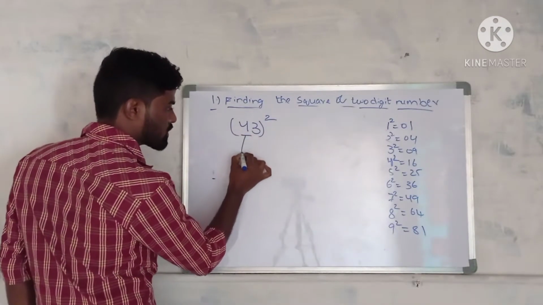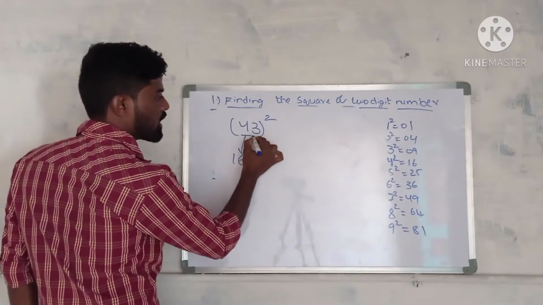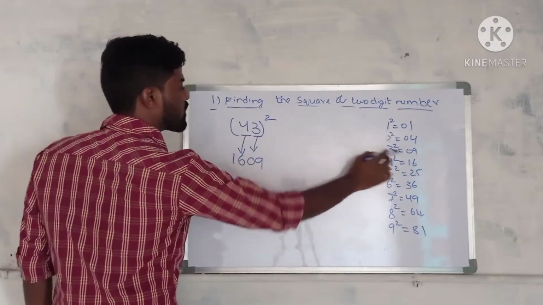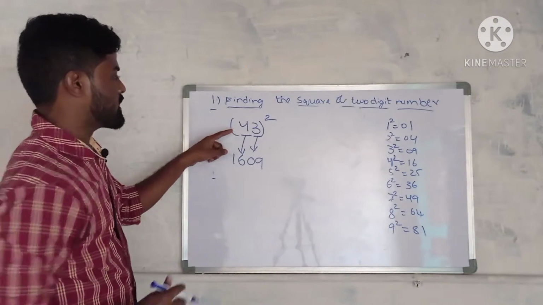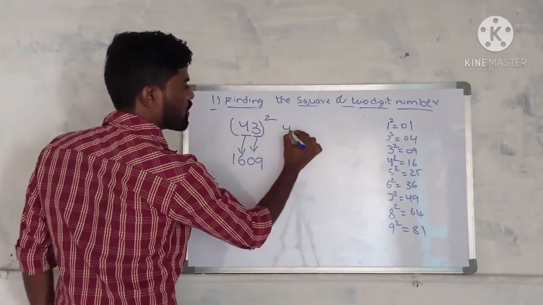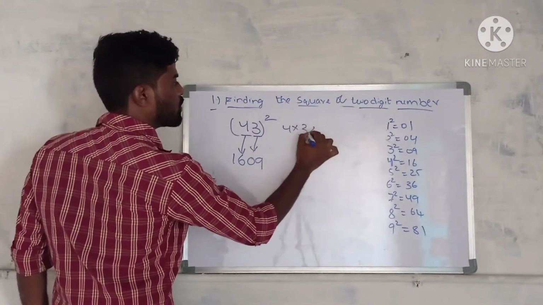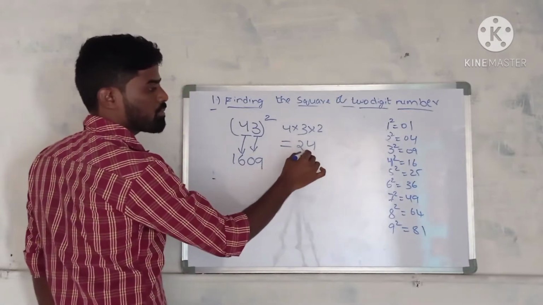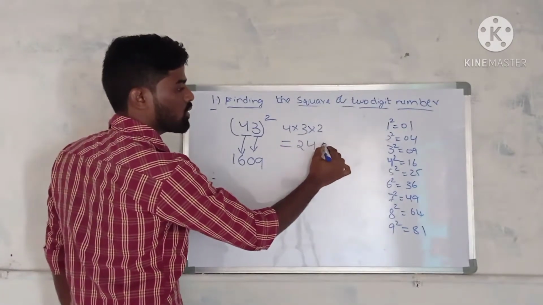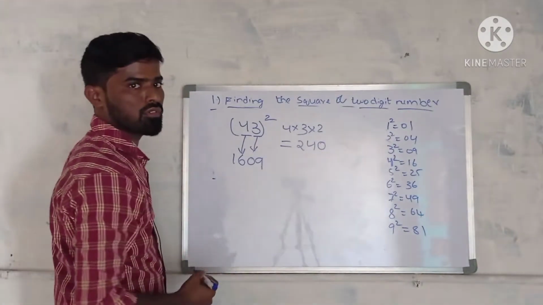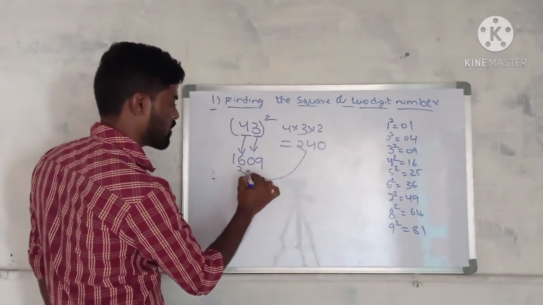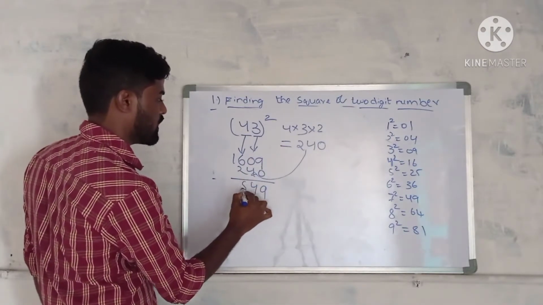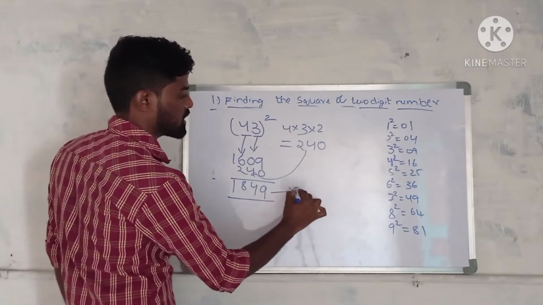First step is write 4 square, 16, then write 3 square, 9. 3 square should be written as 09, not 9. Next step is multiply 4 into 3 into 2. This will become 24. Whatever the product obtained in step 2, simply keep 0 at the end of the last digit. This will become 240. Add to this number. It will become 1, 8, 4, 9. This is 43 square.